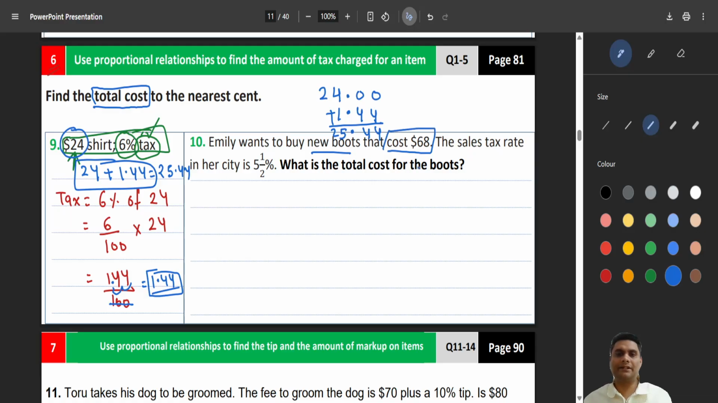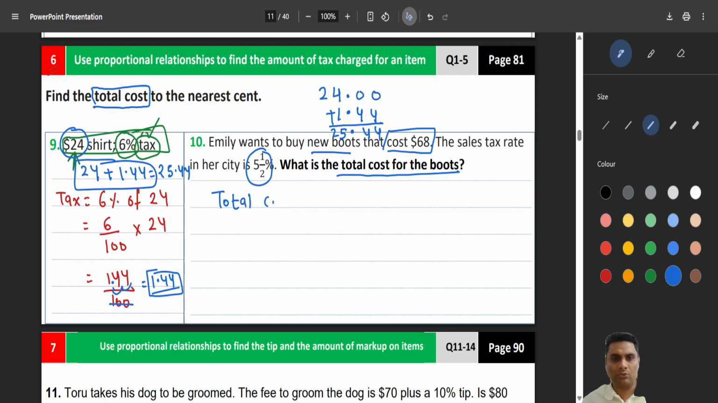Now, next question. Emily wants to buy new boots and the price of the boots is $68, right? The sales tax rate in her city is 5.5%. So what is the total cost of the boots? So Emily wants to buy some boots. What is the price of the boots? $68. So how do we find the total cost first?